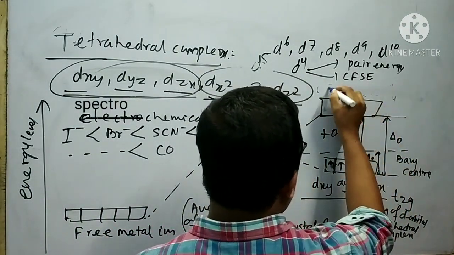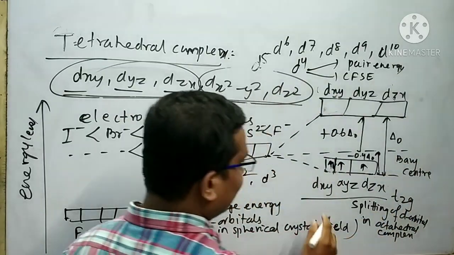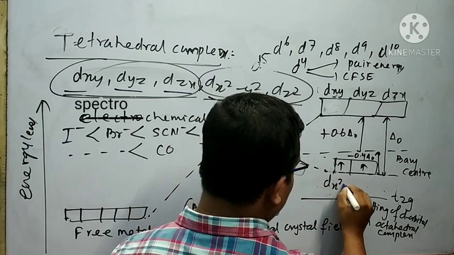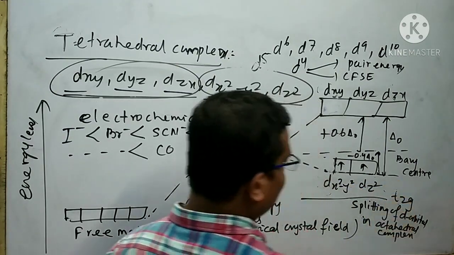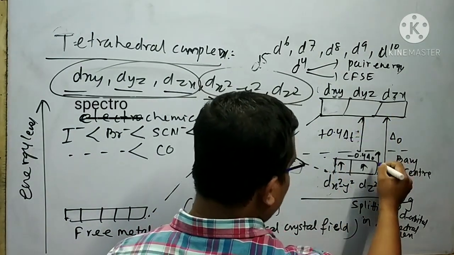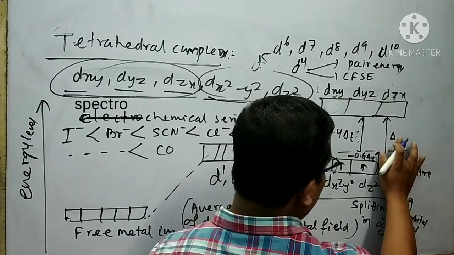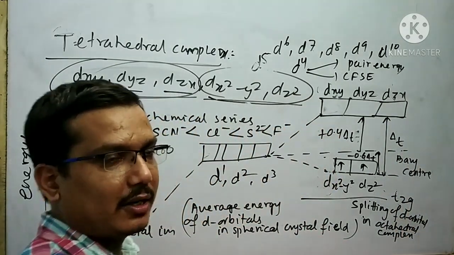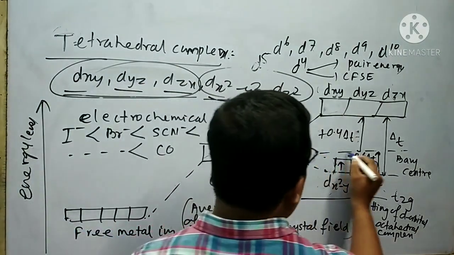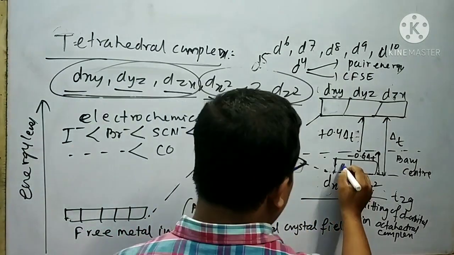Here the dxy, dyz, dzx orbitals are present. Here two orbitals are present: the dx square minus y square, and the dz square. This difference is called plus 0.4 delta t. This difference is called minus 0.6 delta t. This is said to be delta t. T means tetrahedral, O means octahedral. This is the barycenter. For d1, I can place one electron in this orbital.